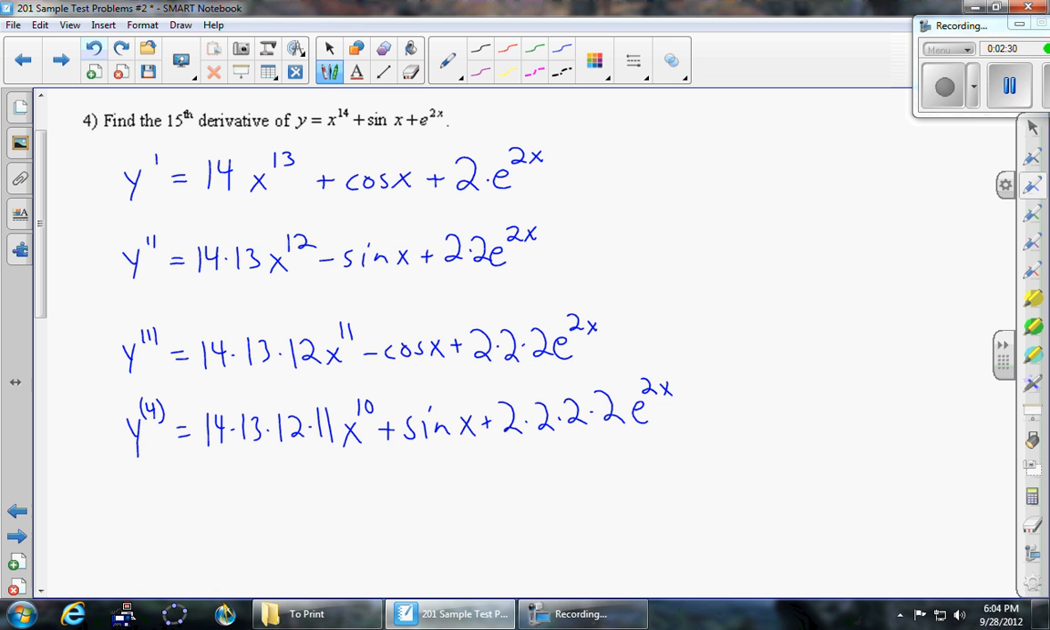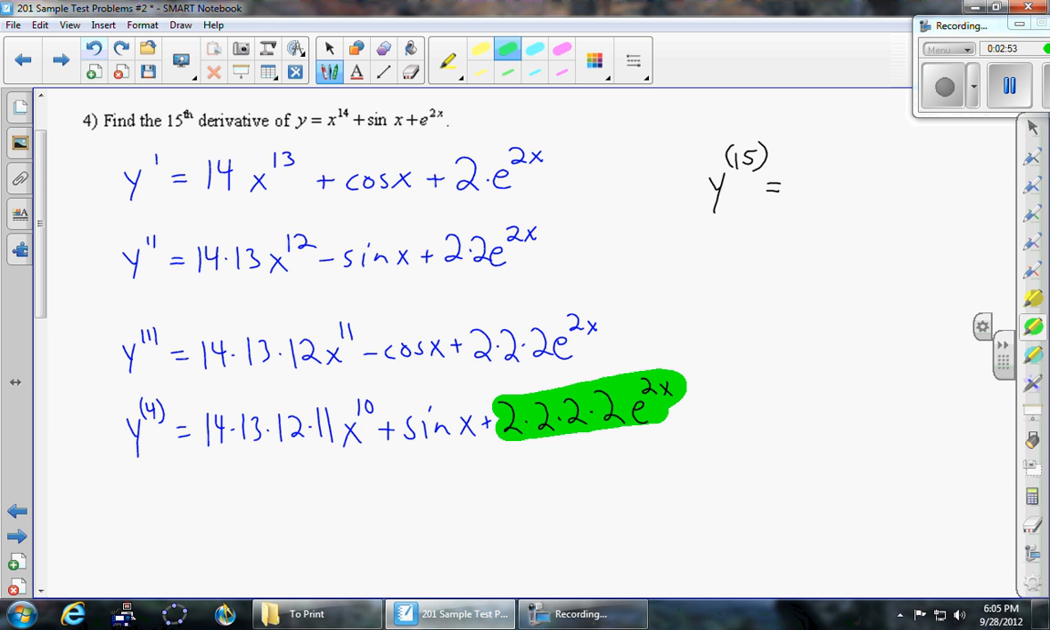All right, and now I just want us to try to figure out what the pattern is. I don't want to go all the way to 15. But I want to look for patterns here. So let's see if we can get maybe part of the answer. So the 15th derivative equals. So let's look at the last part first. Let's look at these 2's and the e to the 2x.